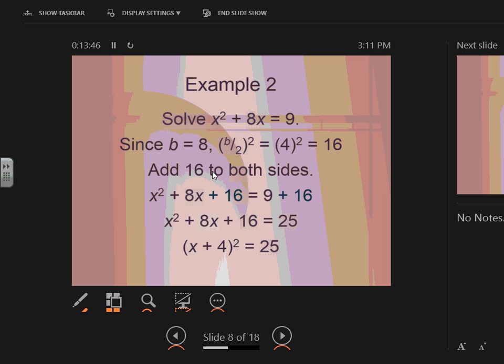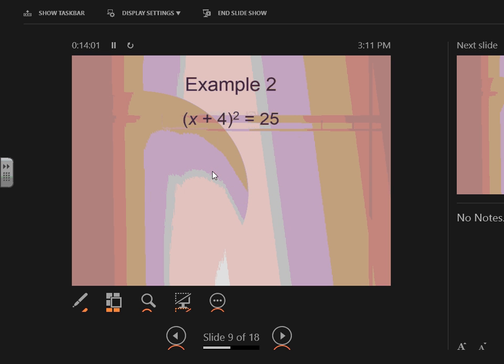But are you okay with completing the square? Are you okay with the number 16 just showing up from nowhere as long as I add it on both sides? It's equivalent. You learned that early on in the year: what we do to one side, we have to do to the other side. Yes? Okay.